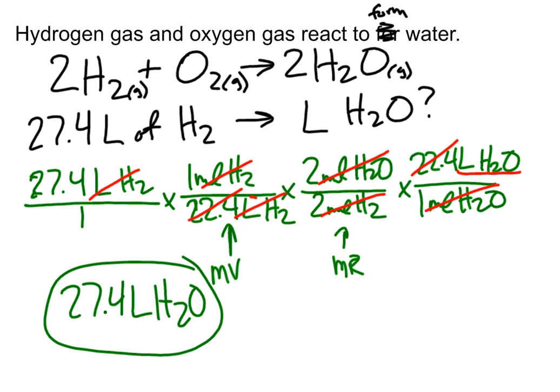Okay, so that would be my answer. Now, if I was to do oxygen gas instead of hydrogen gas, then that number right there would have been a 1. It would have been 1 mole of O2. So instead of it being exactly the same, it would be twice as much. But it's pretty straightforward.